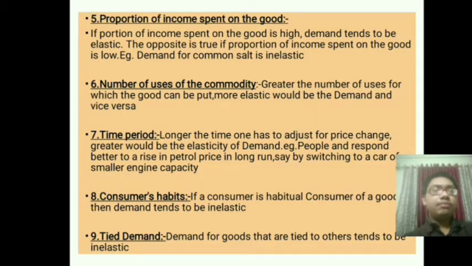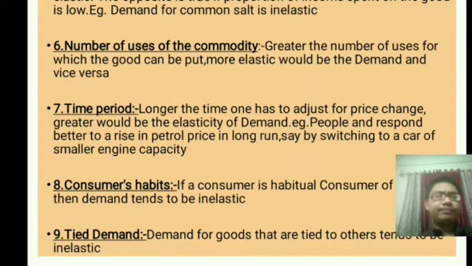Then we come to the factor of tied demand. Take an example of ink. To consume ink, we need a pen. Or to consume a pen, we need ink. Both are true. So, if the price of ink changes, there will be very little change in quantity. Why? Because the price of the pen has not changed. So, demand for goods which are tied to others will be less elastic.